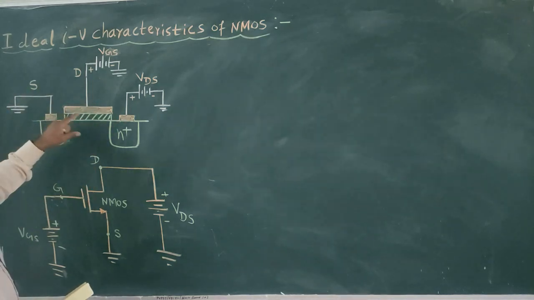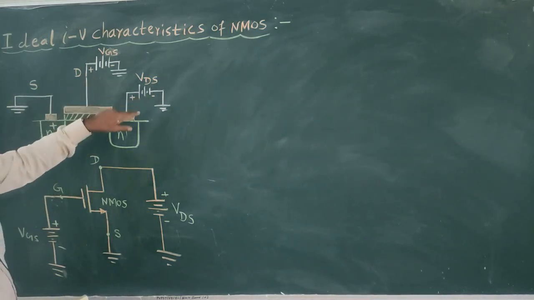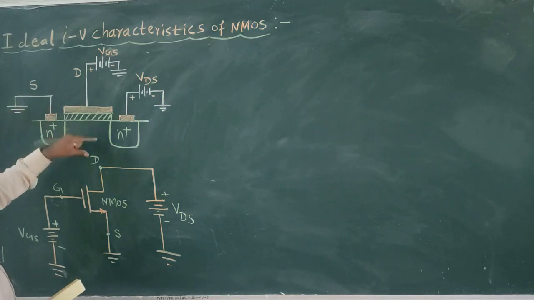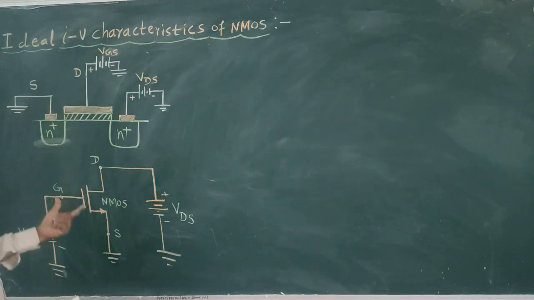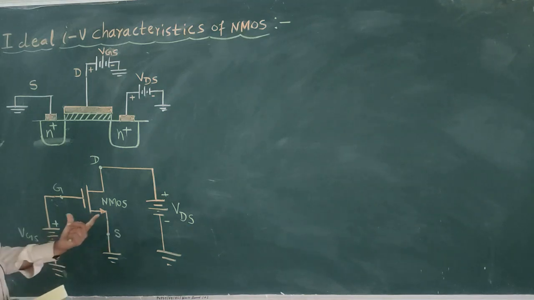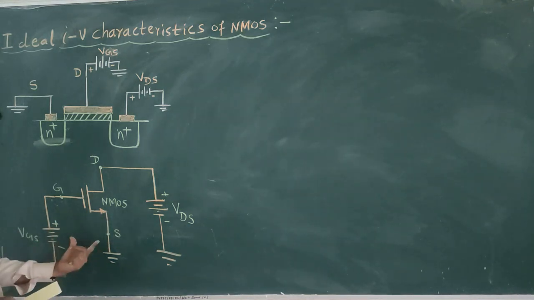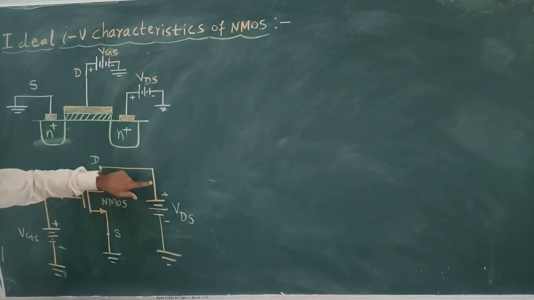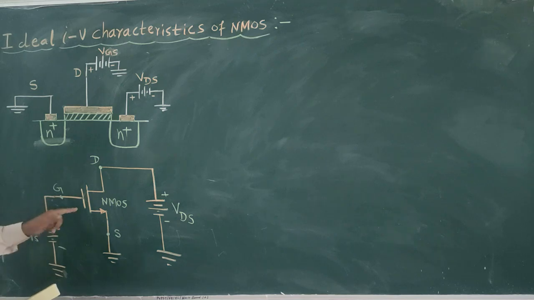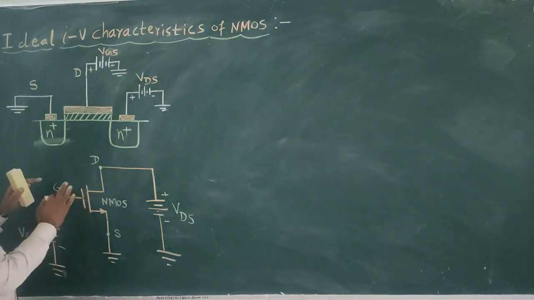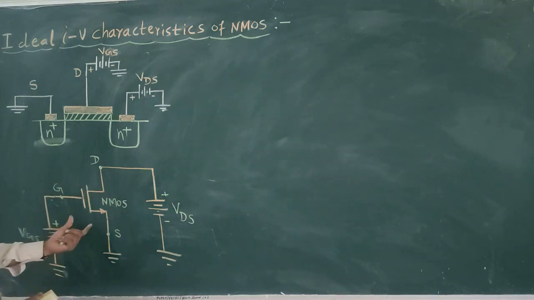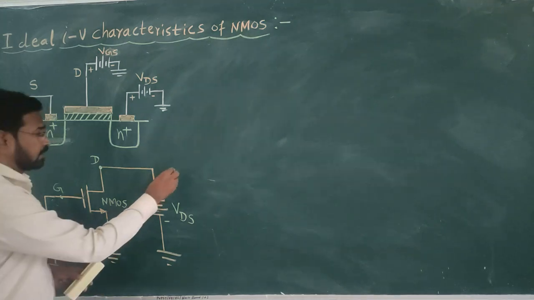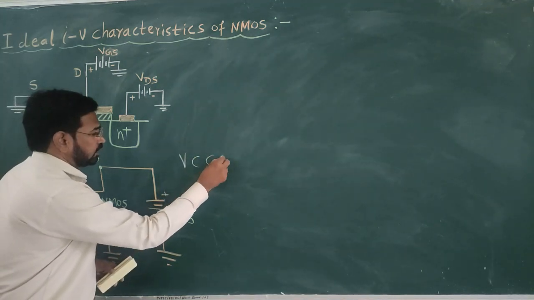Therefore, we need this diagram. We have applied the DC biasing voltage. We have already studied this diagram. Now, using the symbol, we require the voltage differences across these three terminals. Positive is applied to the drain and positive is applied to the gate. We have studied how this NMOS transistor is used as a VCCS, a voltage controlled current source.